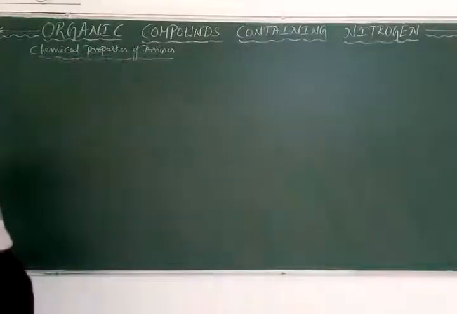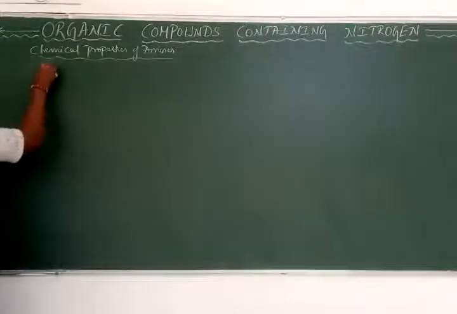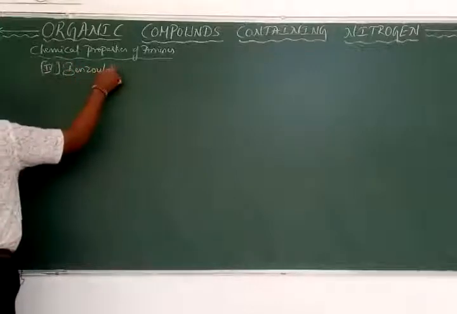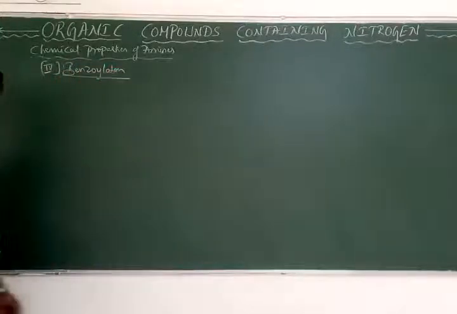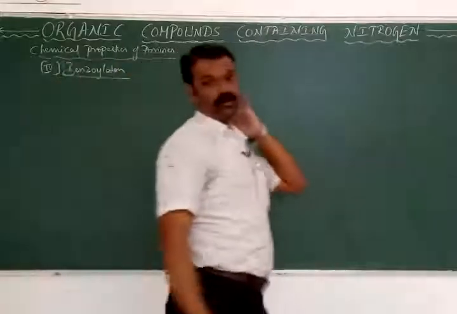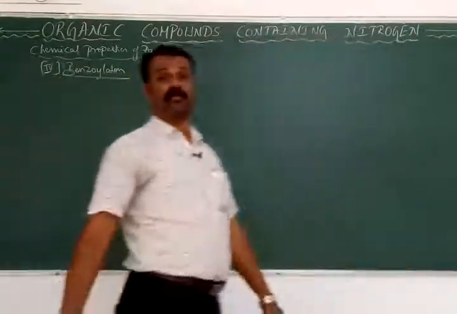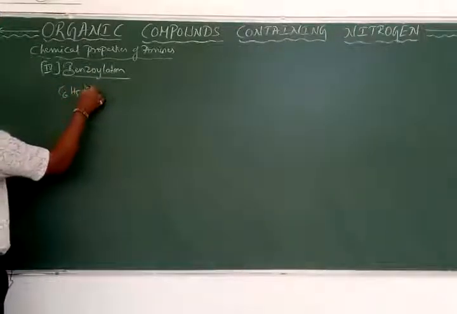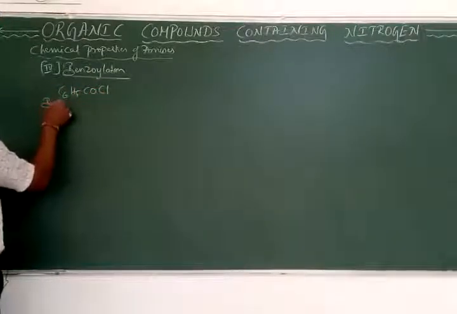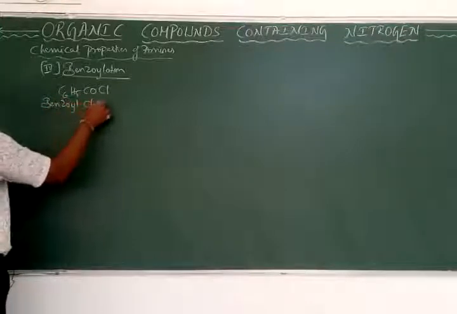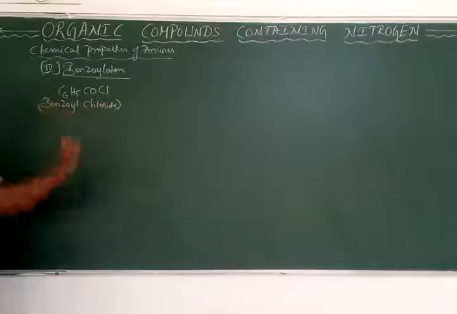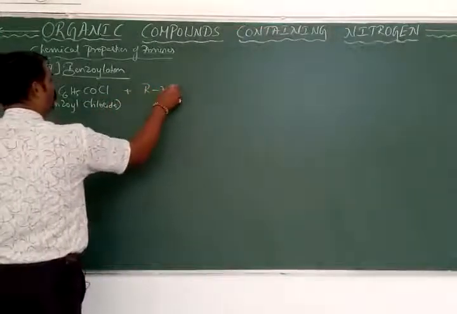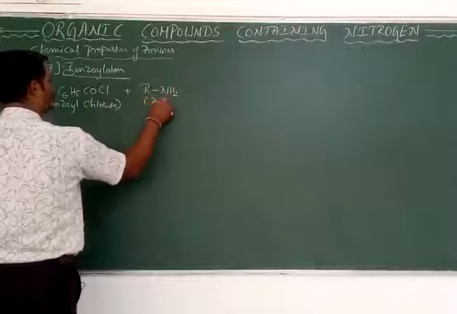The fourth property is benzylation. The substitution of a benzyl group to a given organic substance is called what? Benzylation. C6H5COCl, this is called benzoyl chloride, made to react with RNH2. What is that RNH2 here? It is called primary amines.